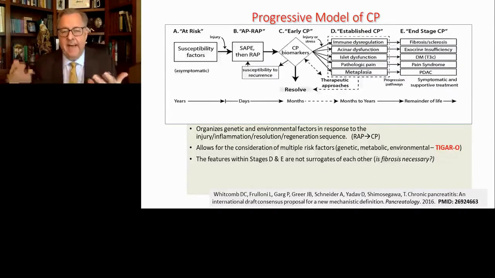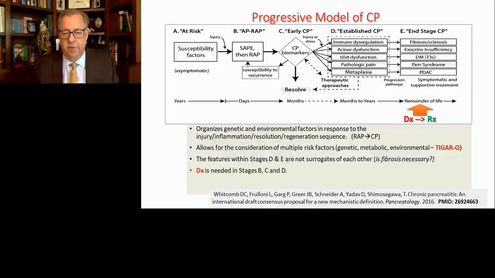And if you take a CAT scan and see how much fibrosis is in the pancreas, you cannot predict whether or not they have digestive insufficiency, whether or not they have diabetes, whether or not they have pain, or whether or not they're developing cancer, because each of them has a different combination of factors. And so we have to actually look at each one of those individually.